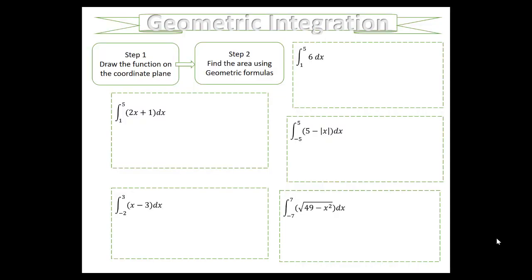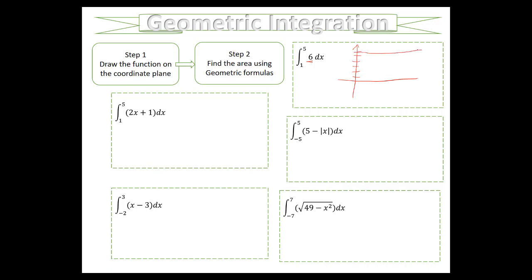All right, so here are just a couple other basic geometric integrations, just in case you weren't quite sure how to do them without a picture. Step 1, draw the function on the coordinate plane. Step 2, find the area. So here, if you look at this one, the function is 6. If you think about that on a coordinate plane, it's at 6. That's a horizontal line.